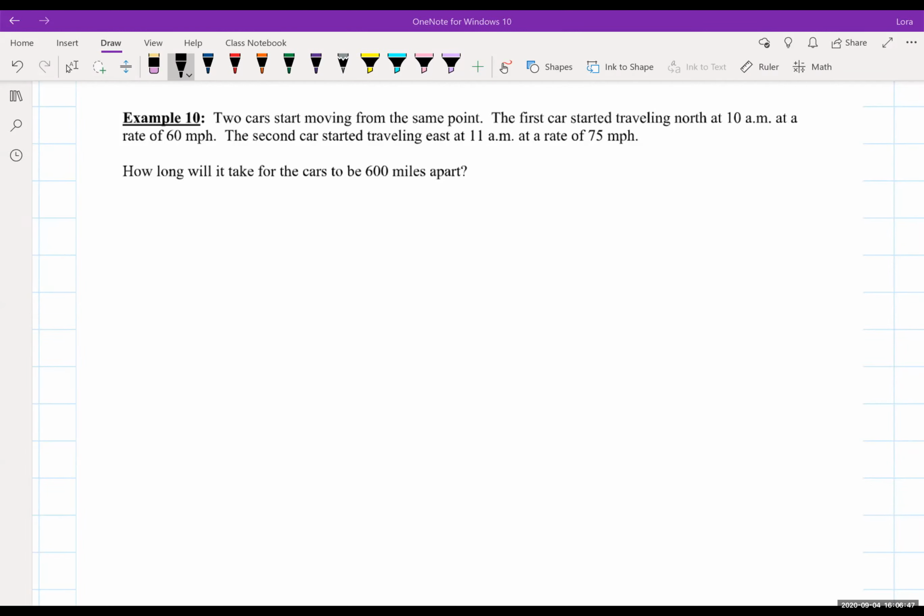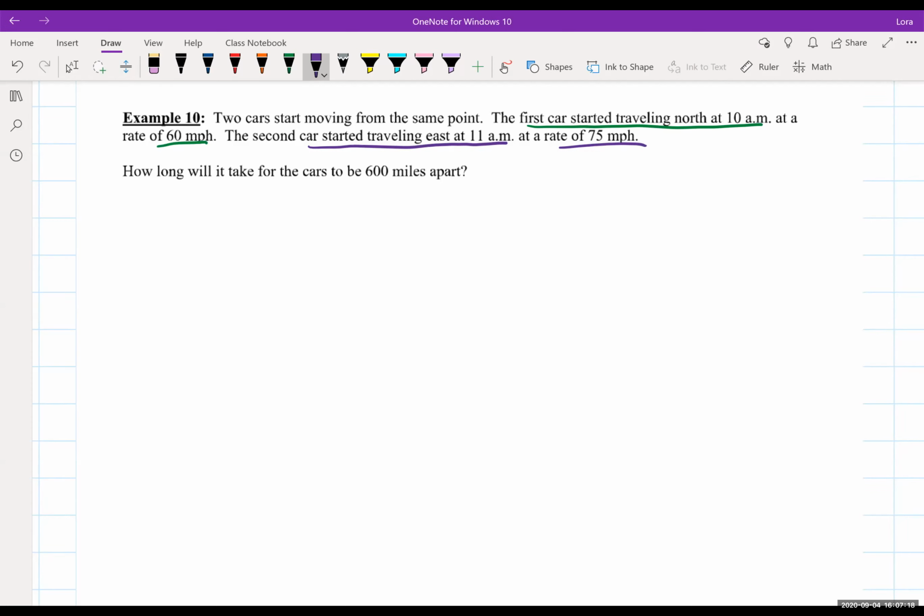So another application, we again have two cars start moving from the same point. They tell us what time the car leaves. First car started traveling north at 10 a.m. at a rate of 60 miles per hour. Second car started traveling east at 11 a.m. at a rate of 75 miles per hour. And they want to know how long it will take for the cars to be 600 miles apart.